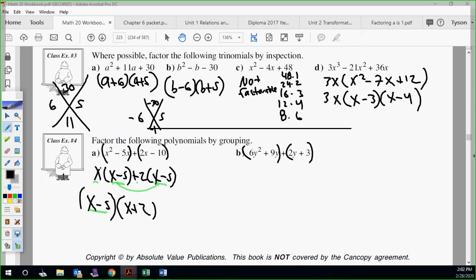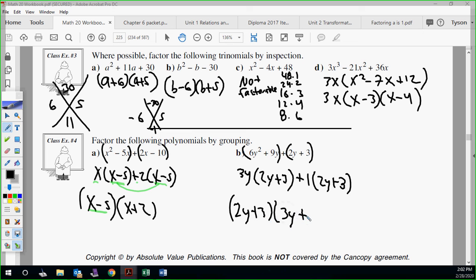All right, 6y squared plus 9y. We're going to pull out a 3y there. Gives me 2y plus 3. And then see how that's a 2y plus 3 there? Well, we're just going to pretend a 1 came out just so that we have something sitting there so we see it. 2y plus 3 is on both pieces, so that's what we can pull out. And the 3y plus 1 gets pushed together. So there's your factor.